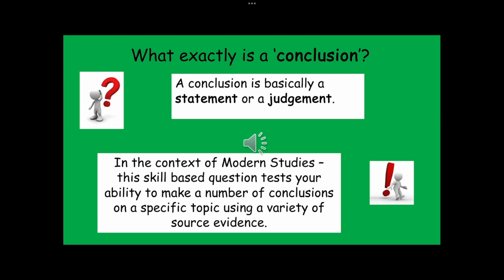In the context of modelling studies, this skill-based question tests your ability to make a number of conclusions on a specific topic using a variety of source evidence. So again, much like the previous 2 skills that we've looked at, you are dealing with 3 sources and you're going to be using those sources to come up with an answer on a scenario you're prompted with. In this case, the scenario you're prompted with is 4 bullet points that you need to make conclusions on. Now again, conclusions are statements or judgments about the thing that's given to you.